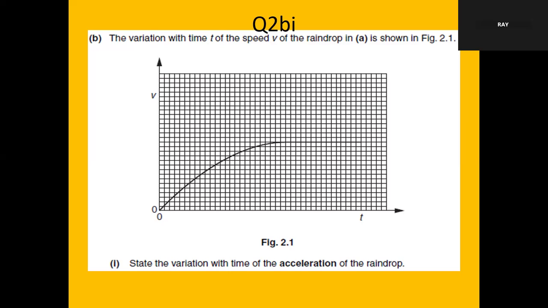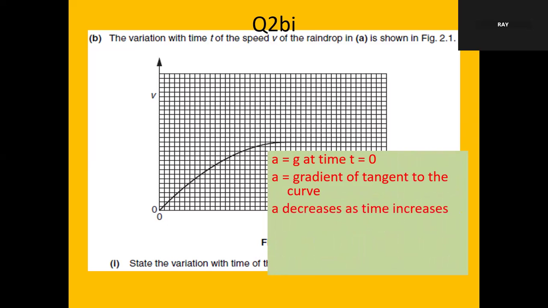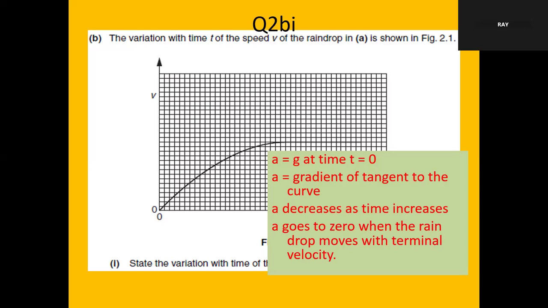Simply, you must give your reasoning step by step. First step, acceleration at time t equals 0 is the largest. How do we read a from the graph? Gradient of tangent to the curve. a decreases as time increases. a goes to 0 when the raindrop reaches terminal velocity. Step by step, your reasoning.